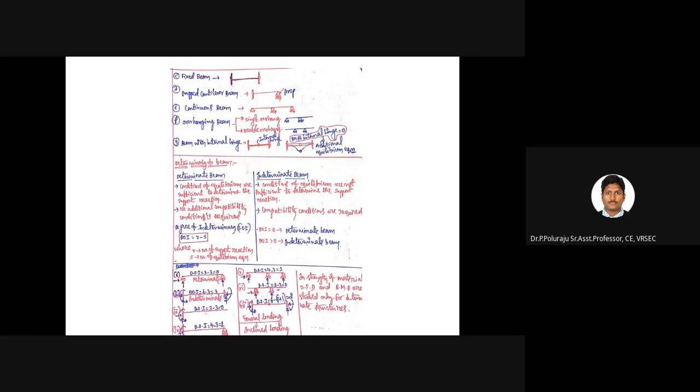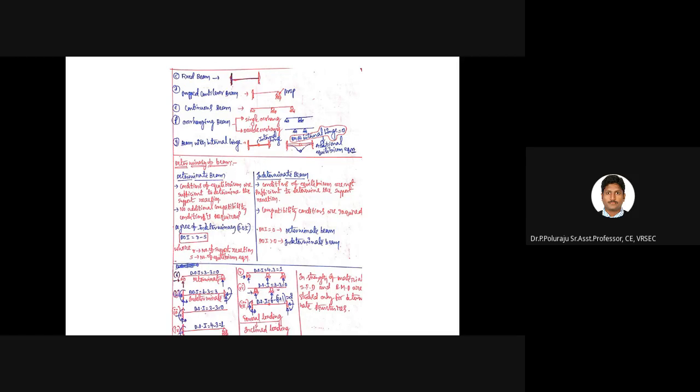Then the second one has two sides fixed supports, and you have 3 at each support, and altogether 6 minus 3, it is getting 3. That means you need 3 more extra equations, which you may get from compatibility conditions. The third one is a cantilever beam, where DOI is 3 minus 3, that is 0. So the cantilever beam is also a statically determinate structure.